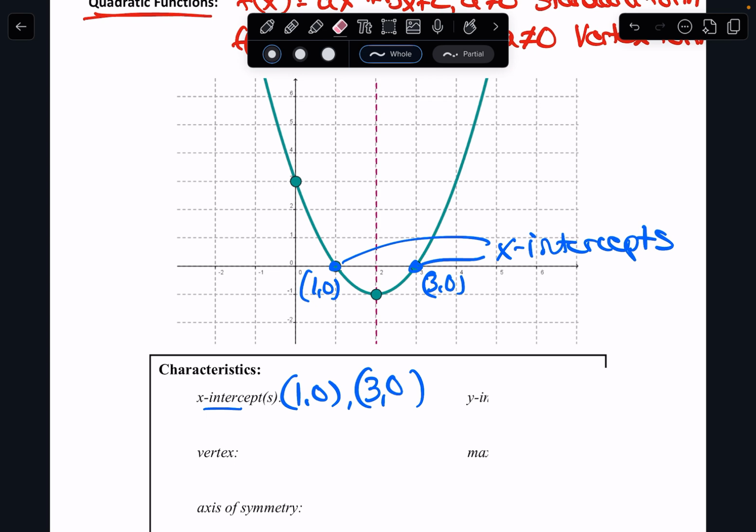The x-intercepts are also called the roots or the solutions, just so you know. Okay, next let's look at y-intercept. So that's where it crosses the y-axis. That point is right here. 0, 3 is the y-intercept.